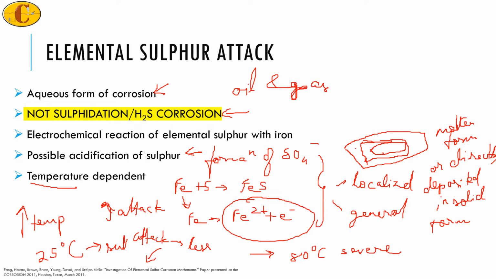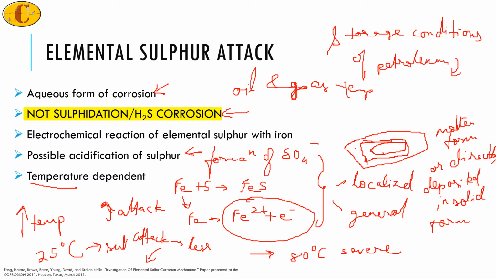So the storage conditions of the petroleum feedstock are really important. Temperature monitoring can help to gauge, to a certain limit, whether the sulfur attack is going to be severe or less severe.